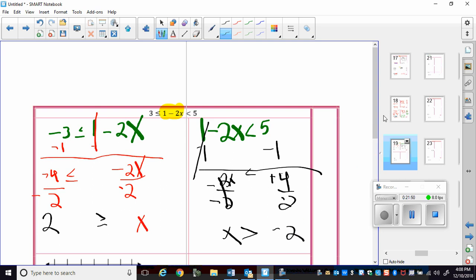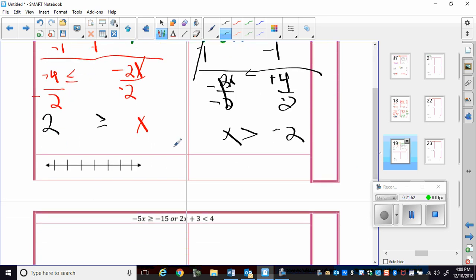Okay, so let's see what kind of statement we create here. So let's put our smallest number first. So negative 2 goes over here. Positive 2 goes over here somewhere. And we're going to have an open circle here. So x is greater than negative 2, so it's going towards the right of negative 2. On the other side, over here at 2, it's equal to, and 2 is greater than all these x values, so it's going towards the left.